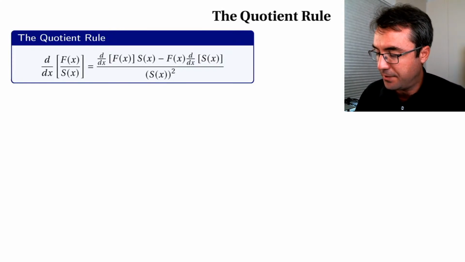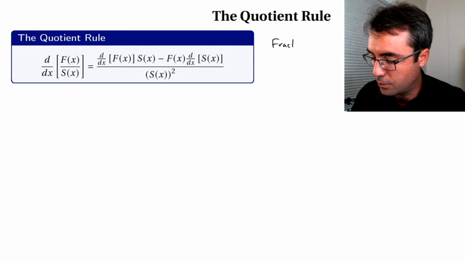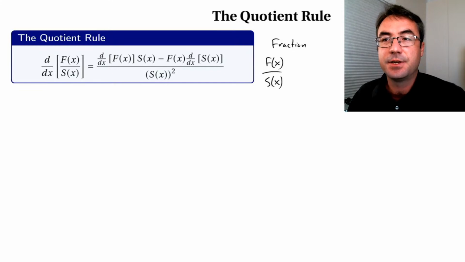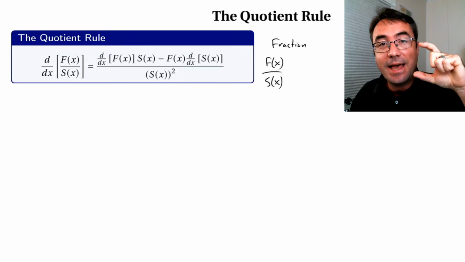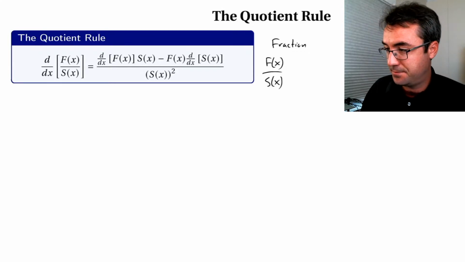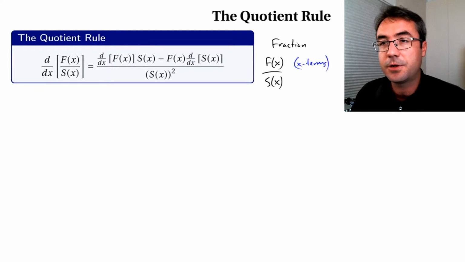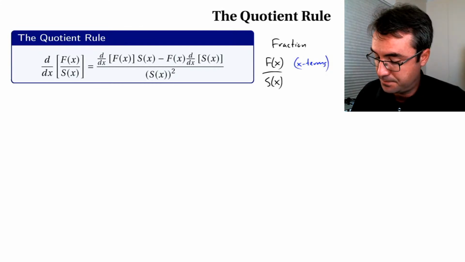But we apply this rule when we see a fraction, the quotient of two functions. So we have a top function f divided by a bottom function s. And we see a fraction where there's x terms on the top, x terms on the bottom. So that's really what you're looking for. You're looking for a fraction where there's variables on both the top and the bottom.